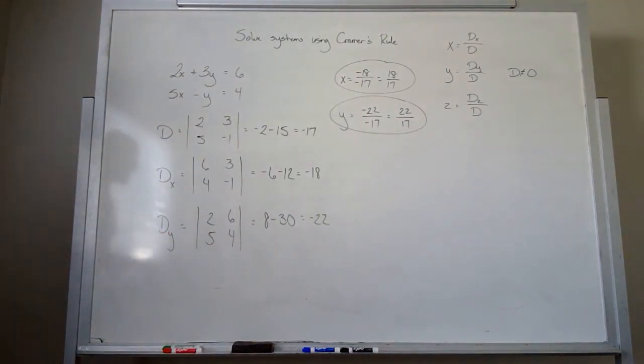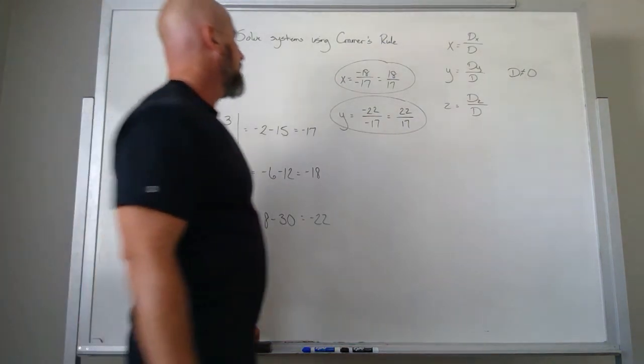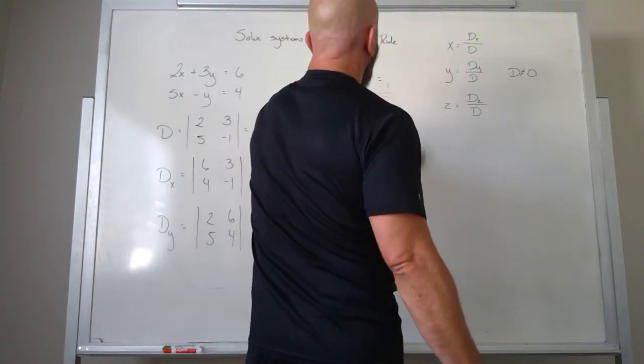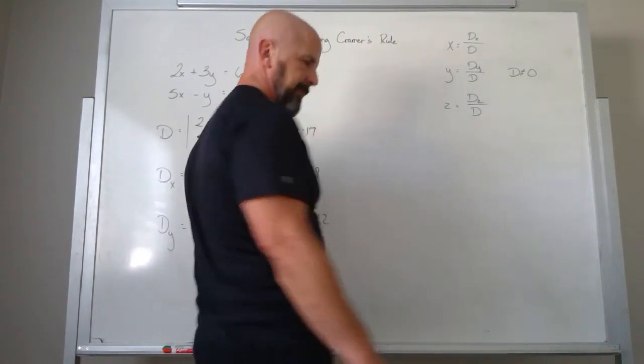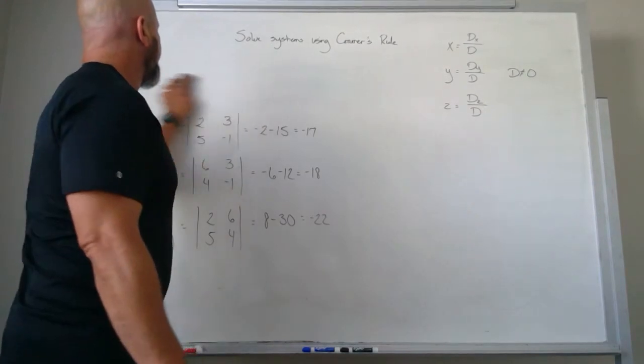A little bit longer process than some of the algebra ones, but again, just working a different process for solving our system. So I want to find D first, D subscript x, D subscript y, and then I can set up my fractions. Let's look at a different one, 2 by 2, and then we'll look real quick at a 3 by 3. Okay, so a different setup.